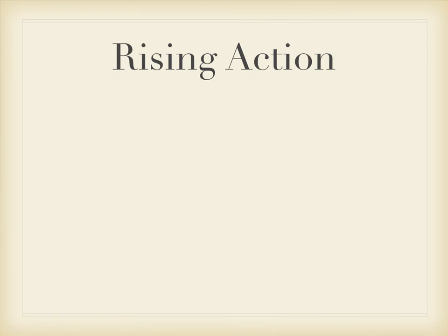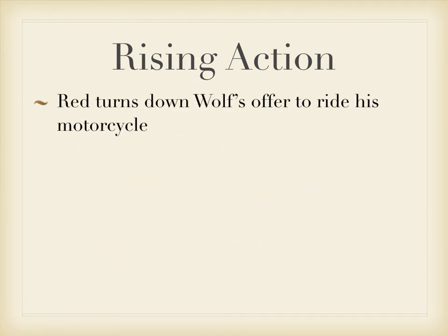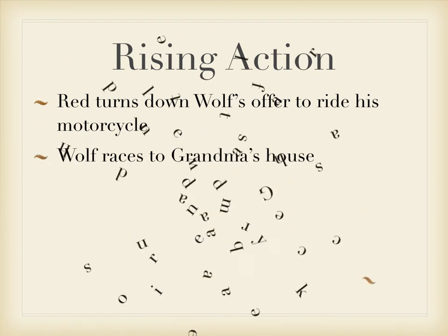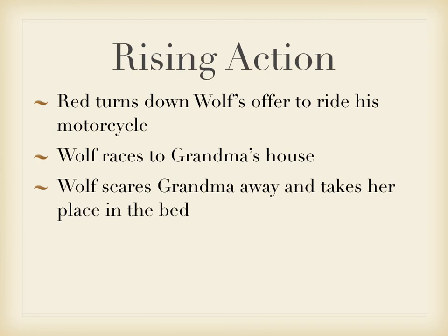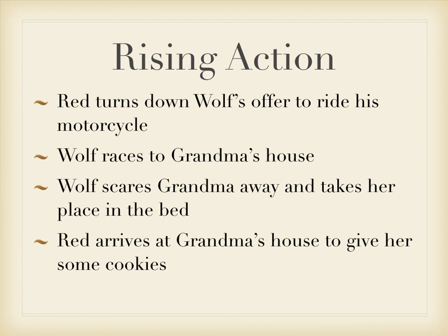Remember, we said that rising action is the events that lead up to the climax. In this case, the rising action is Red turns down Wolf's offer to ride his motorcycle, and then Wolf races to Grandma's house. Wolf scares Grandma and takes her place in bed. And then Red arrives at Grandma's house to give her some cookies, and Wolf tries to eat Red.